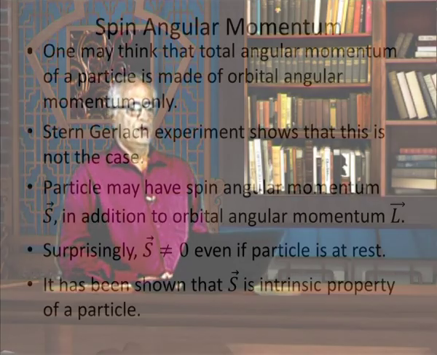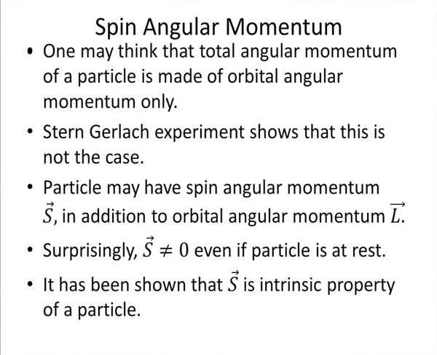Now we talk of spin angular momentum. One may think that total angular momentum of a particle is made of orbital angular momentum only, but Stern-Gerlach experiment shows that this is not the case. Particle may have spin angular momentum S in addition to orbital angular momentum L. Surprisingly, S is not equal to 0 even if particle is at rest. It has been shown that S is intrinsic property of a particle.